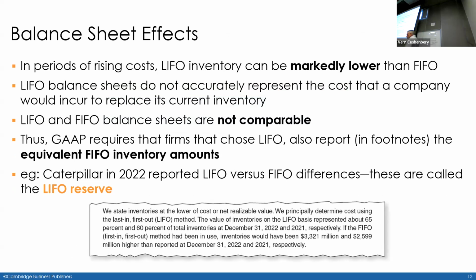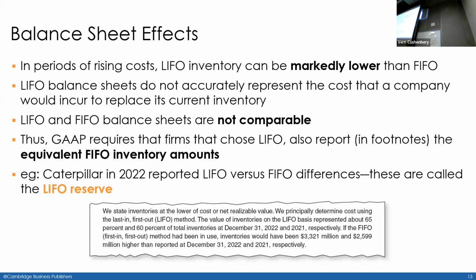This is a good example. A good cheat sheet too. You want to star this one. The first bullet point kind of gives it away. In periods of rising costs, which is exactly what we've experienced in the last 5 years, LIFO inventory can be markedly lower than FIFO. So when that happens, we know that there's a whole bunch of expenses that have run through the income statement that would not have run through the income statement if it were FIFO. Those expenses lowered profit.